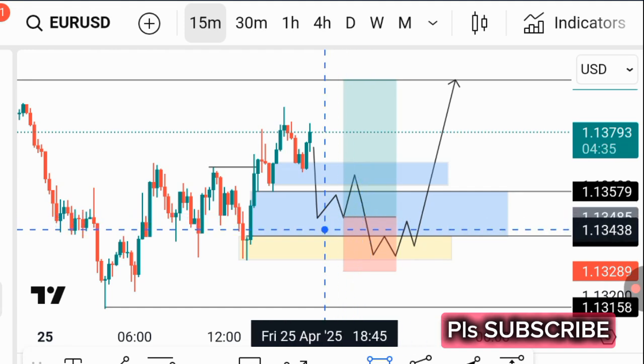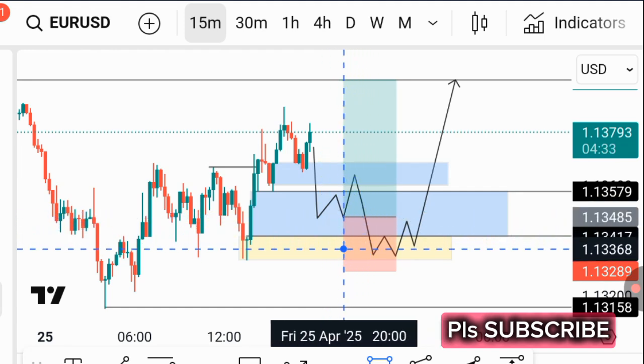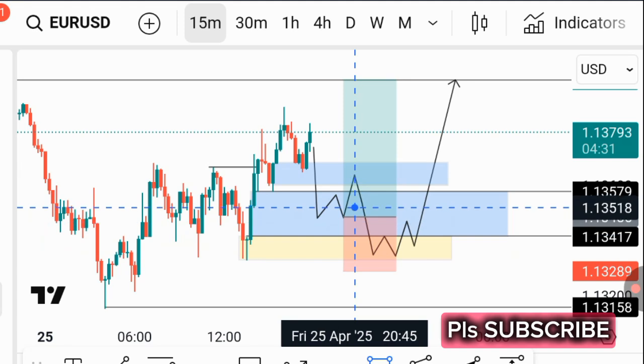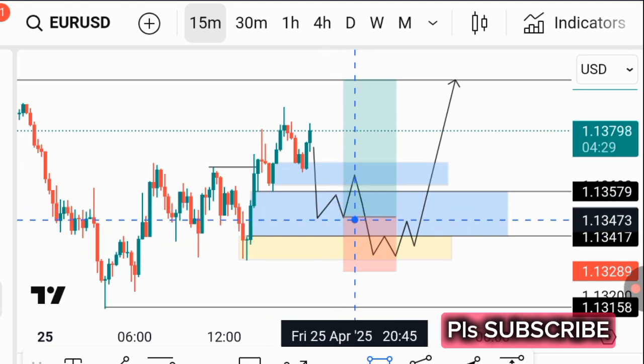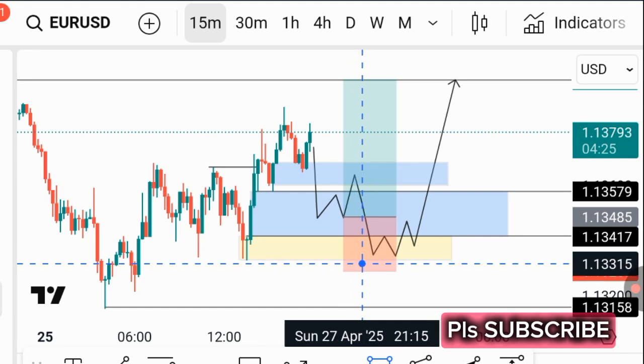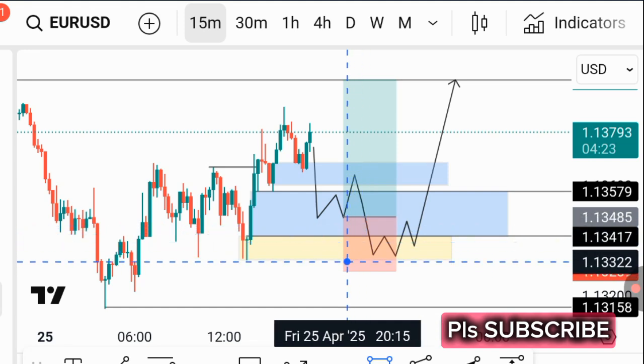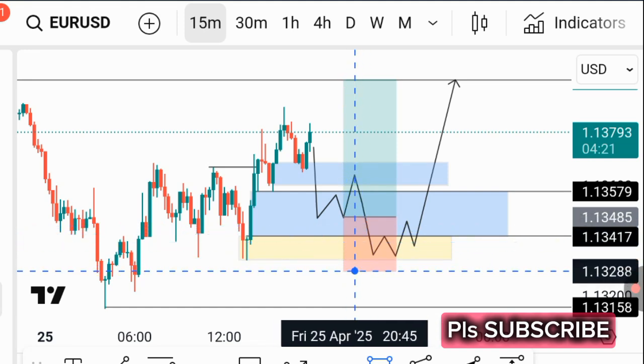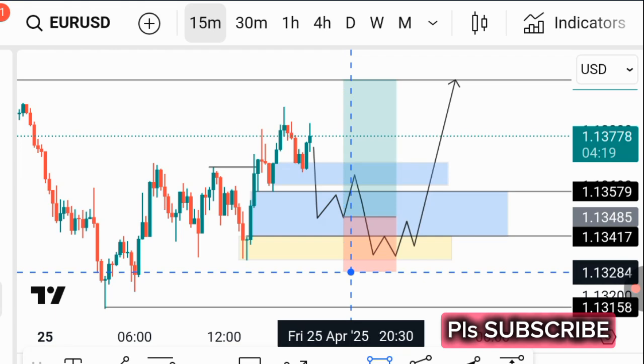Okay, so if you are to seek my opinion, I will suggest you wait for price to get to the fair value gap, which is this area here, or to the order block here. And if you're placing your stop loss within this fair value gap, it simply means that you have to extend your stop loss below the order block, so that you can be on a safer side.